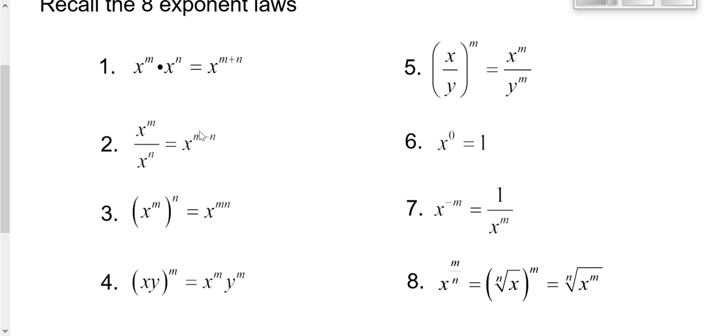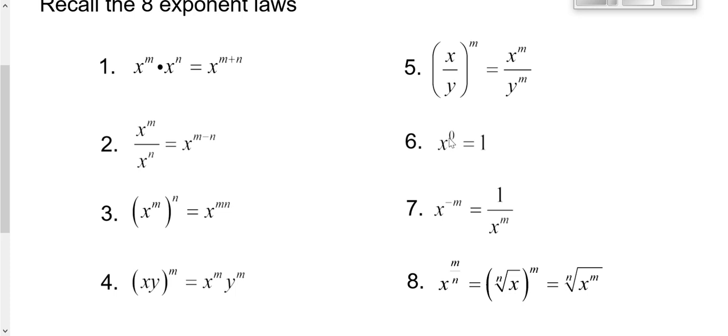If you divide, you subtract. And then if you do an exponent of an exponent, then you multiply the exponents. And then if you have an exponent outside the bracket, then you apply the exponent to each component inside the bracket. And then same thing here, except this one is for dividing, so one goes to the numerator on the top, one goes to the denominator on the bottom.